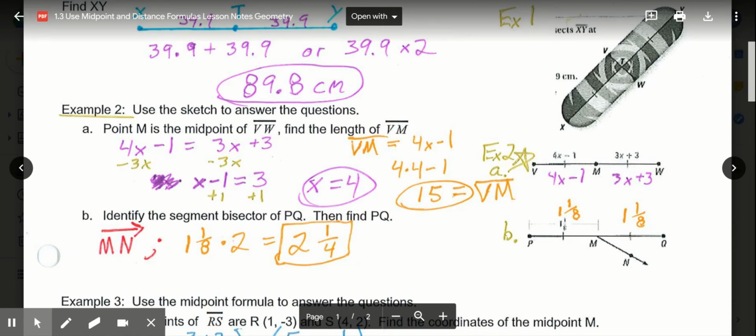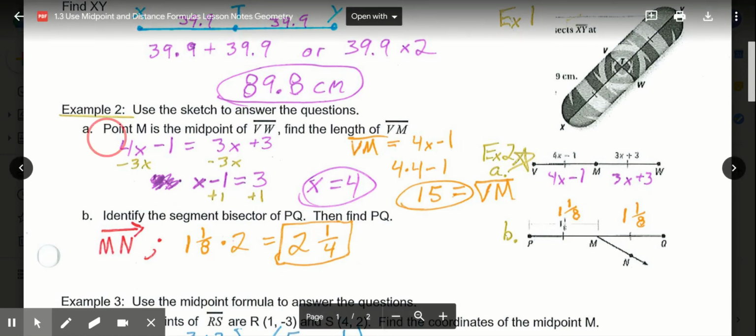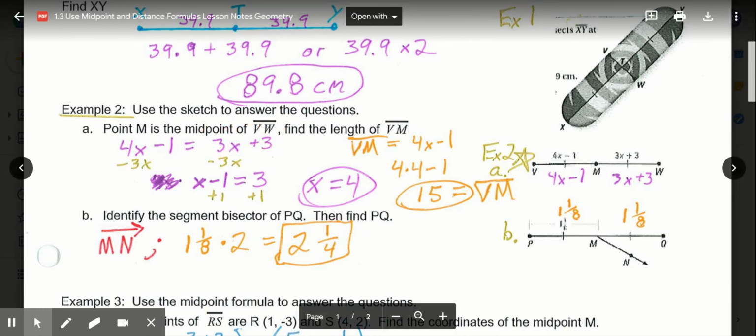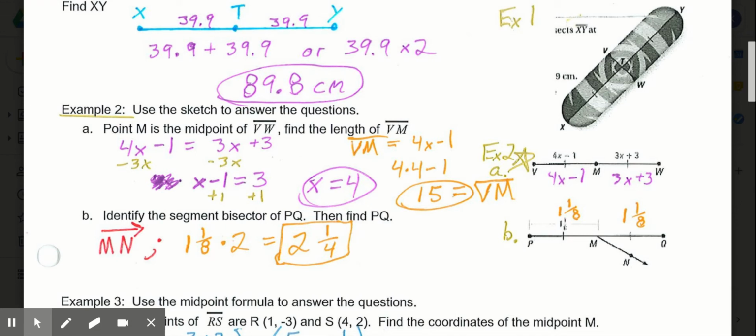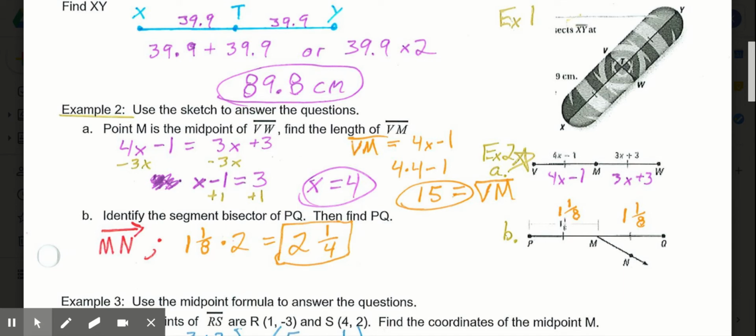So in order to answer this question, I need to start there. I have VM equal to MW, or 4x minus 1 equals 3x plus 3. Then we want to solve for x. So we could subtract 3x from both sides of our equation, and we get x minus 1 equals 3. Add 1 to both sides, and we get x equals 4.